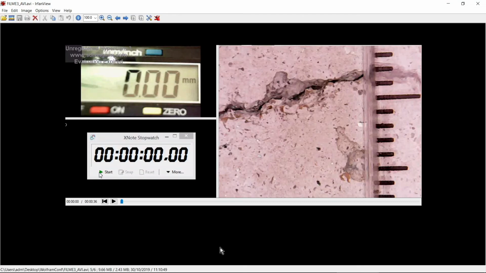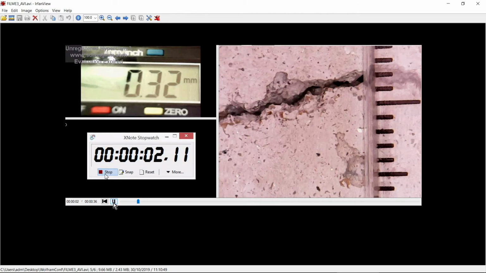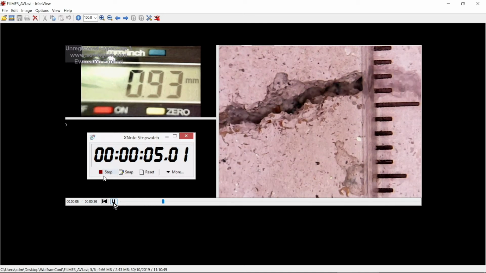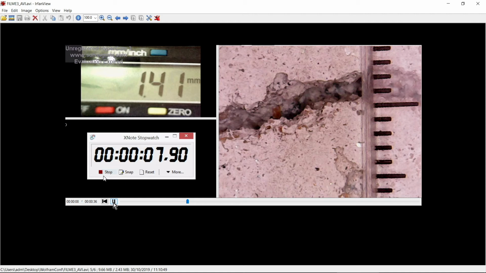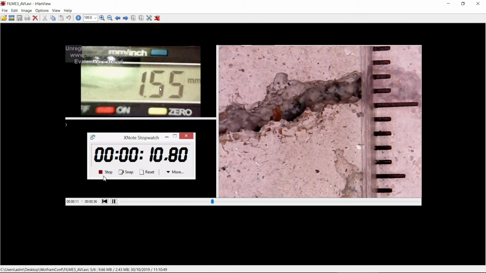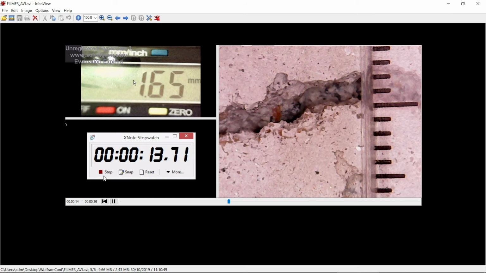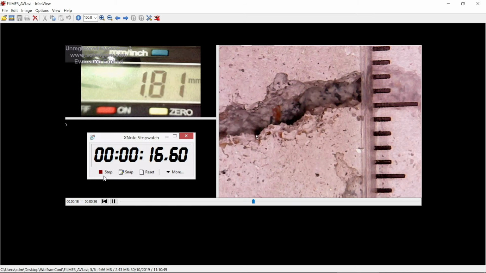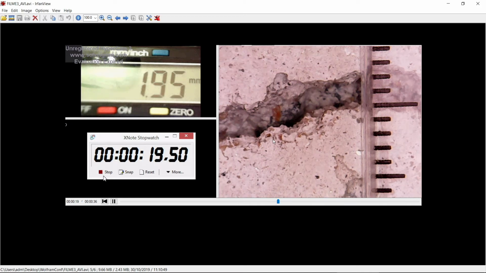It's taken from a microscope. In this case, it's about 600 times bigger. So let's see the crack moving. It starts to expand. So it's a traction crack. We see here the monitoring with a caliper. So the crack is open.